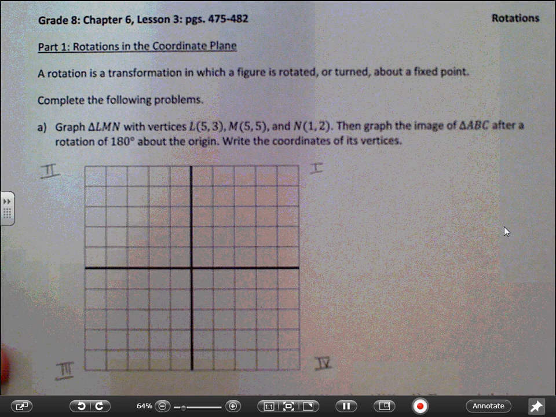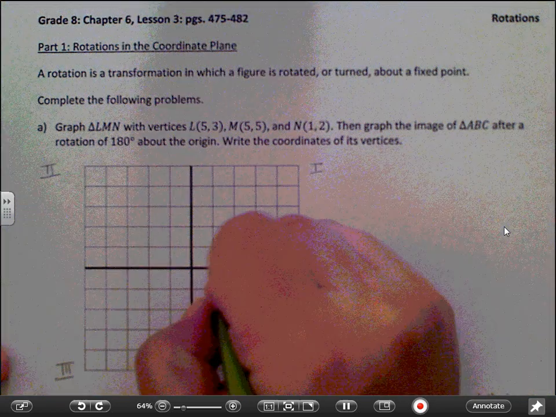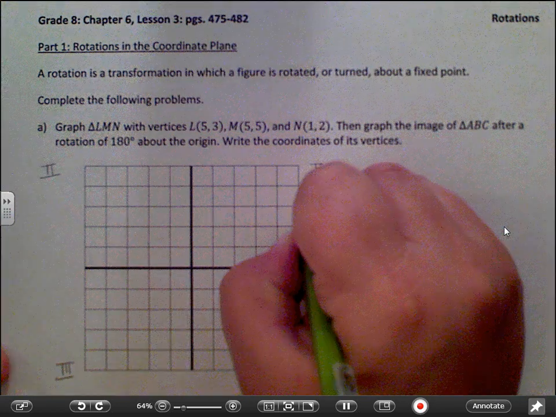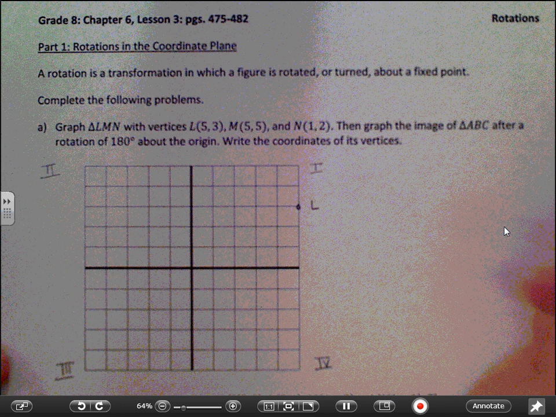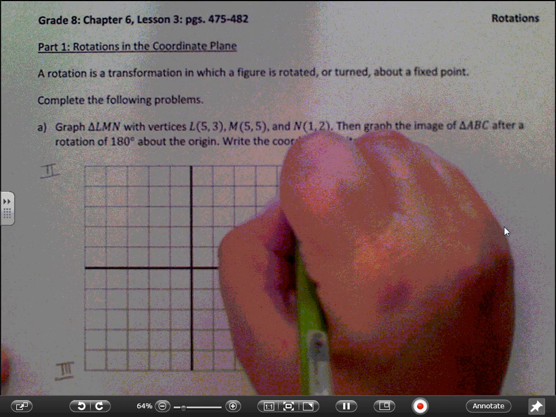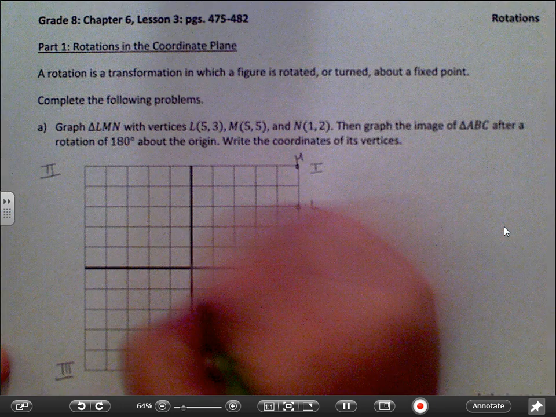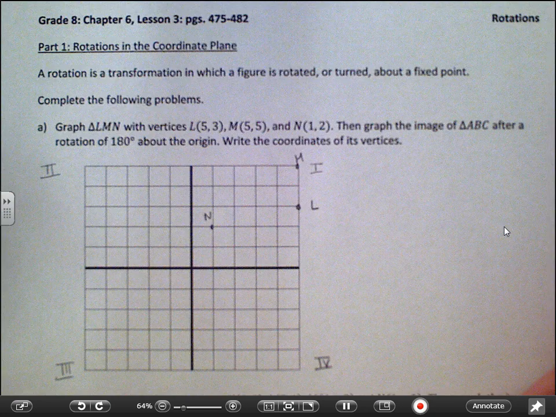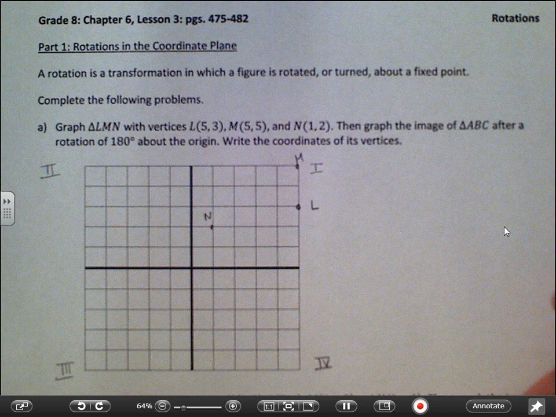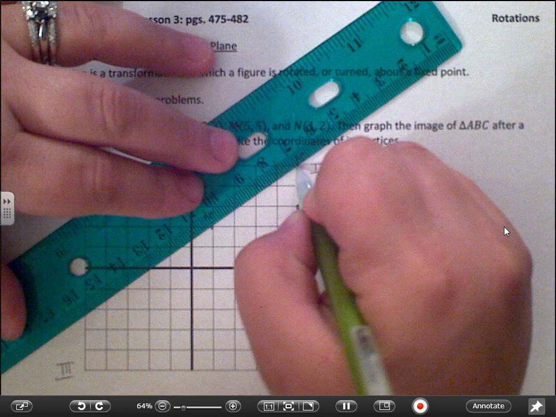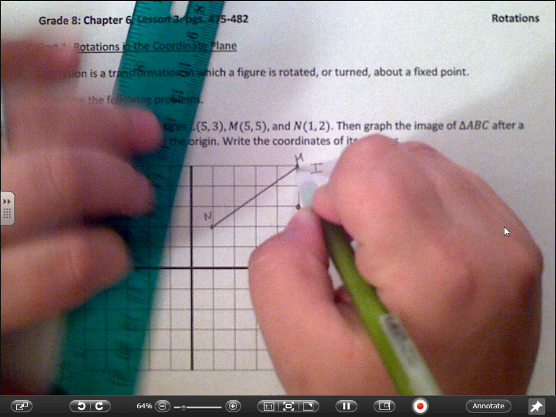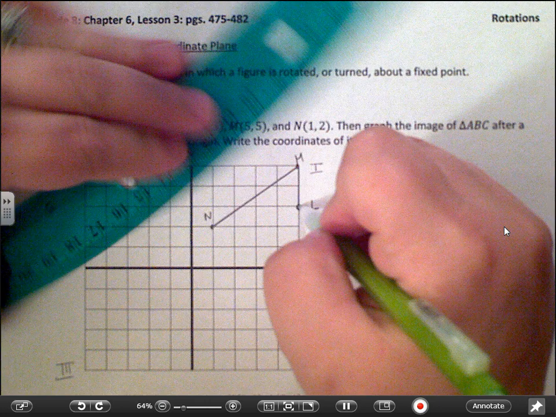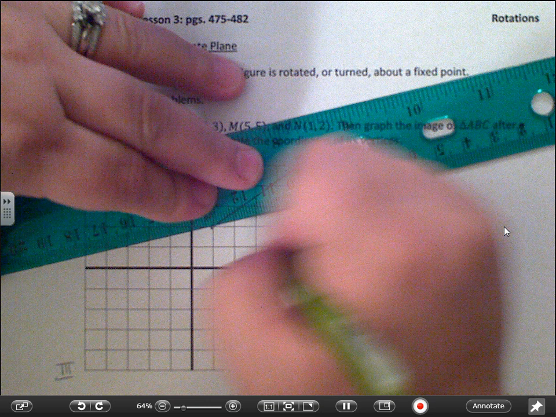Okay, so let's plot these points. L is (5, 3), M is (5, 5), and N is (1, 2). Go ahead and use a ruler and connect those points to get your triangle.